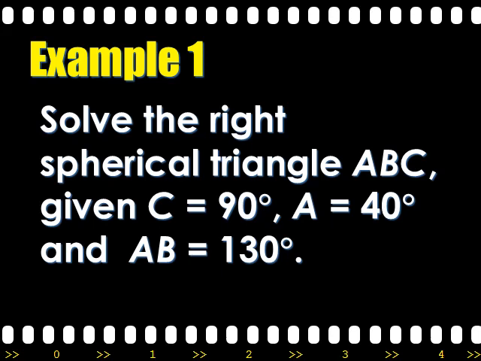So, for example, let's try to solve the right spherical triangle ABC. You're given angle C, which is equal to 90 degrees, and angle A, which is 40 degrees, and then side AB is equal to 130 degrees.